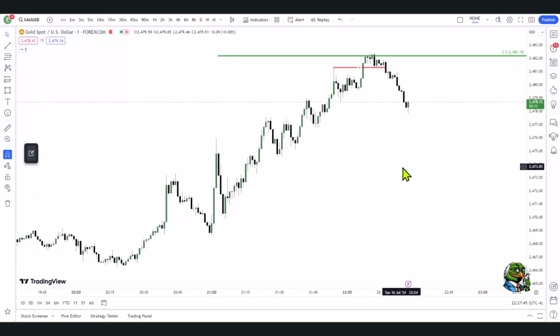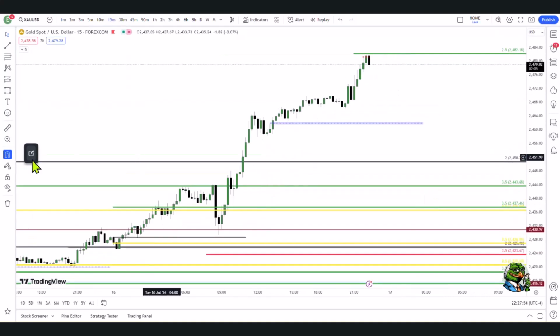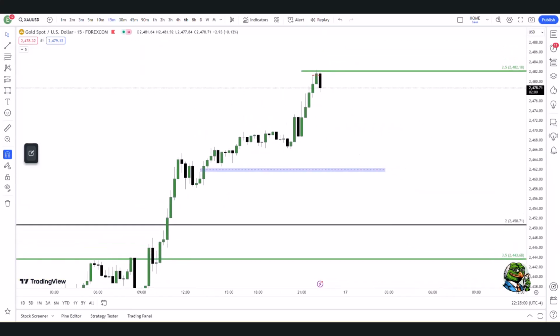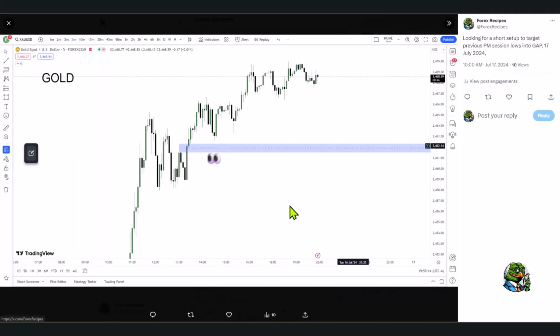I want to talk about my short entry here on gold. Okay, so let's look at a 15-minute chart first. Now, let me just make this a bit wider. Okay. Now, this morning on Twitter, I posted that I am looking for a short setup that comes back down into previous session PM lows, and I identified a gap here. Okay. So that's what I'm looking for.